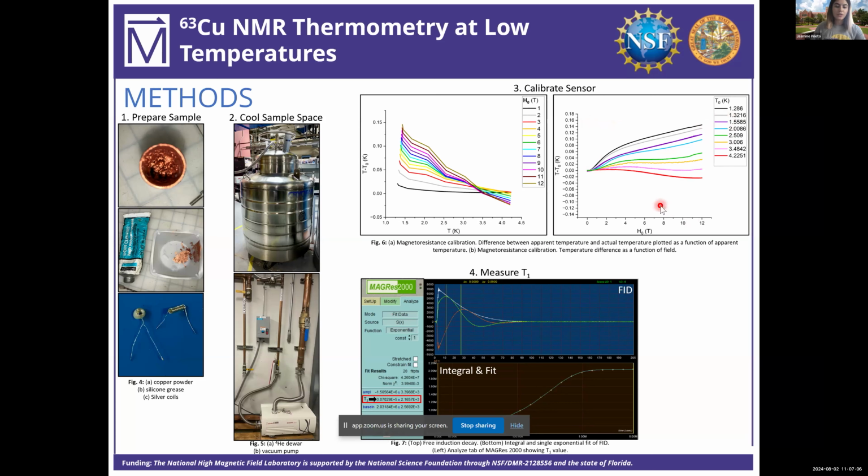Now we get to measure T1 from 1.36 to 4.25 Kelvin and from 7.8 to 12 Tesla. T1, the relaxation time, is defined as the time that it takes for the nuclear spins to recover to equilibrium following a disturbance. So we retrieve that value by integrating and fitting our FID.